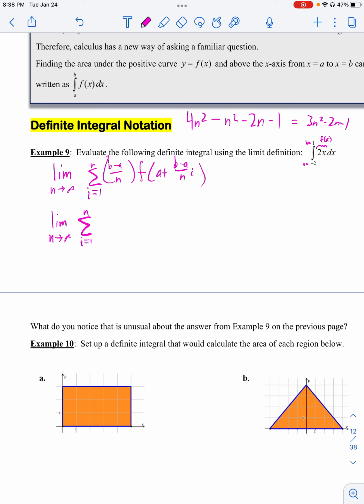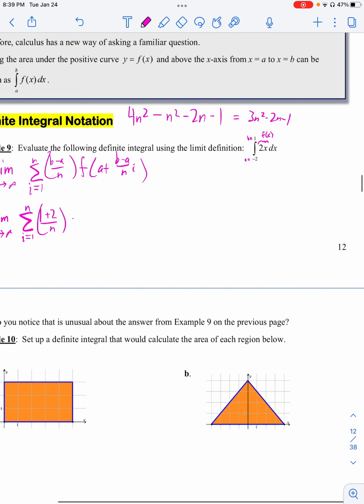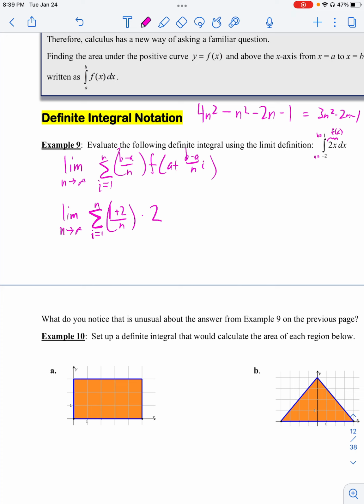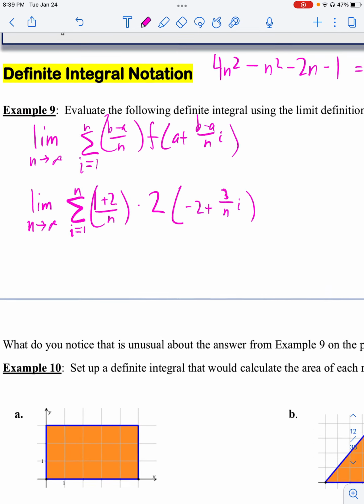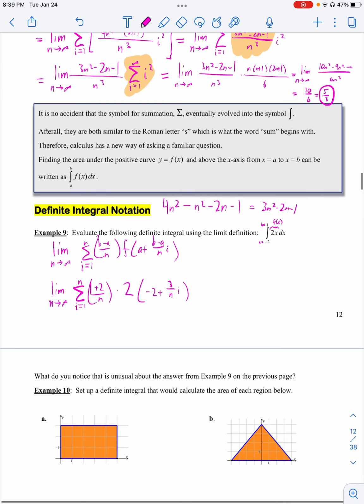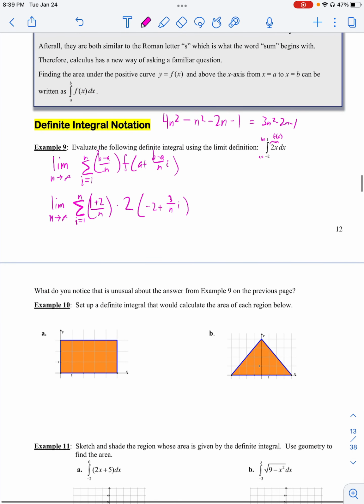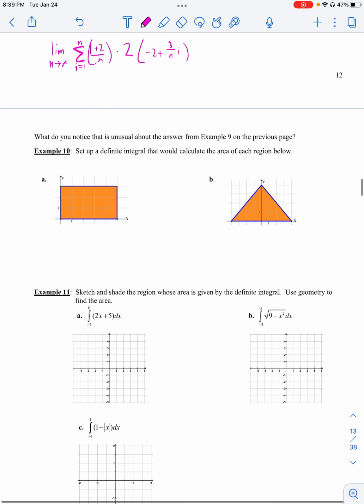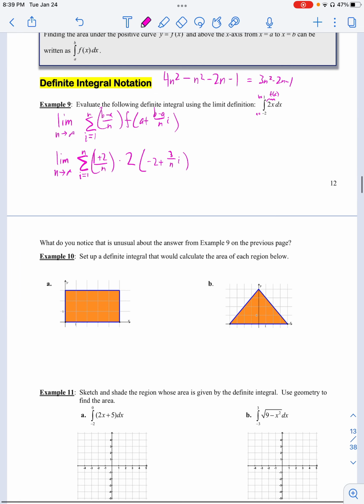Plugging in our b's and our a's, we get 1 minus -2, so plus 2 over n times, what's our function? 2x, so times 2 times, what is that? -2 plus, again, 3 over n i, okay? So all the integral notation gives you is this limit, and then we evaluate it just like we did everything up here. I'm not going to do that in the interest of time, but if you want me to, come outside of class and I can do it.